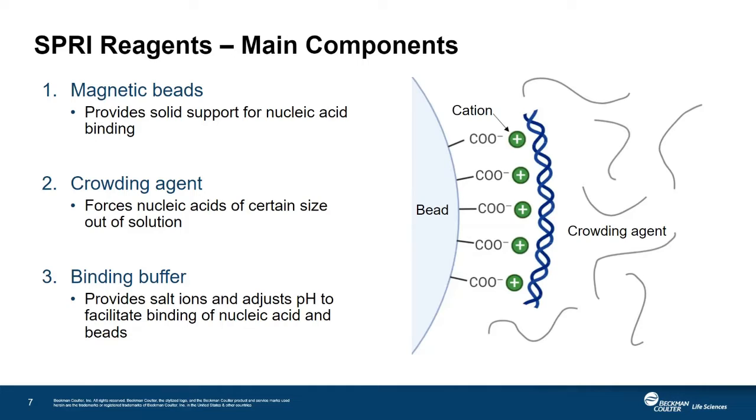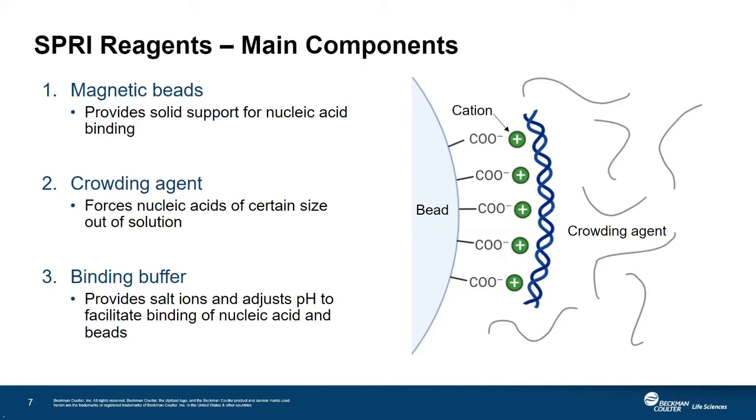There's also a crowding reagent. And essentially what that crowding reagent does is it really squeezes the nucleic acids out of solution and it drives them to bind to the beads. Concentration of that crowding reagent is really critical. It has a lot to do with the size selection, and so we'll talk a little bit later about how ratios of the reagents can really dictate exactly what you get out of your reactions.